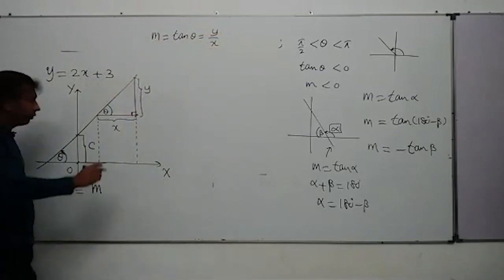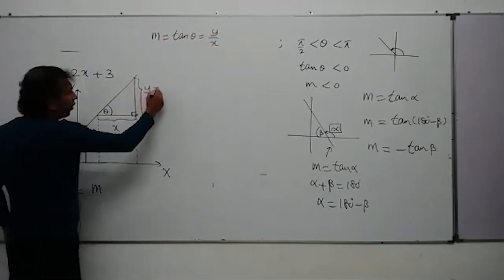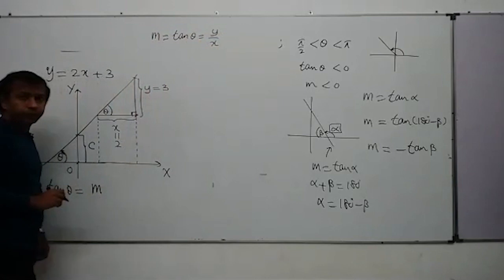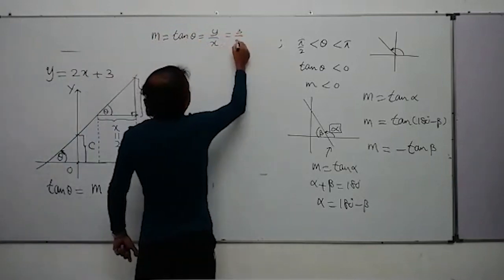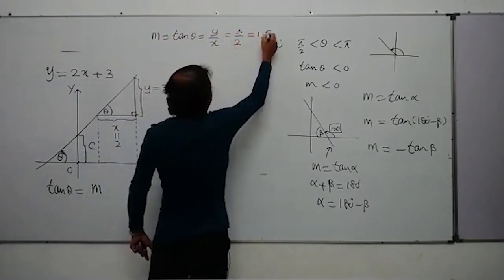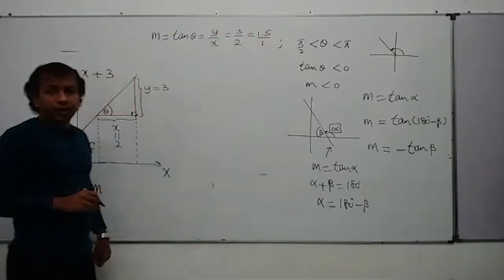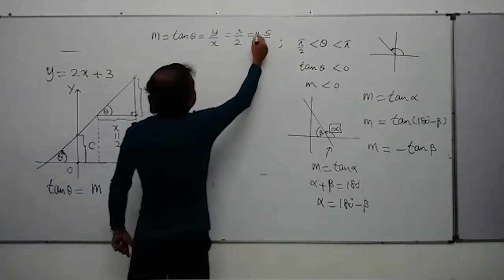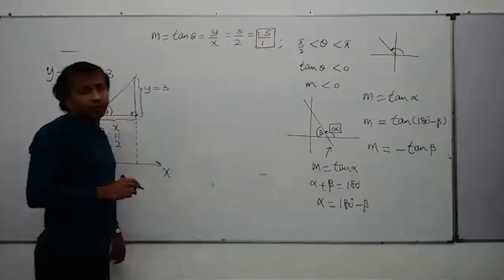If I give two values for x and y, x is 2 and y is, suppose, 3, then here y is 3, x is 2. When you divide 3 by 2, we get 1.5. Then the denominator is 1. People, this is the answer. The gradient is 1.5. 1.5 divided by 1, that is 1.5.